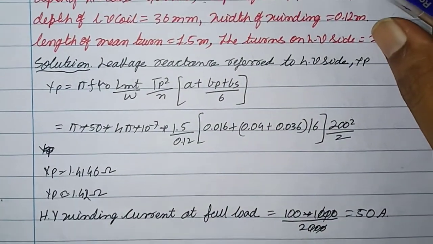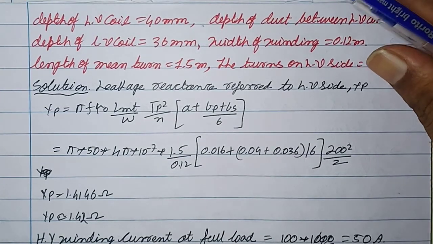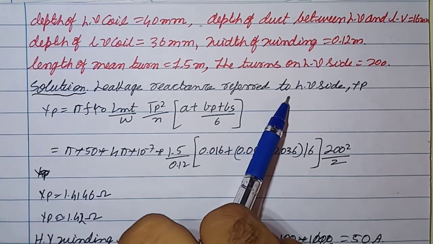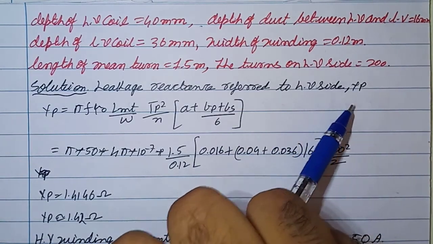The data that we have: the depth of HV coil is 40 mm, the depth of the duct between HV and LV winding is 16 mm, depth of LV coil is 36 mm, width of winding is 0.12 meter, length of mean turn is 1.5 meter, and the turns on HV side is 200. So solution: leakage reactance referred to the HV side. That is for a shell type now.